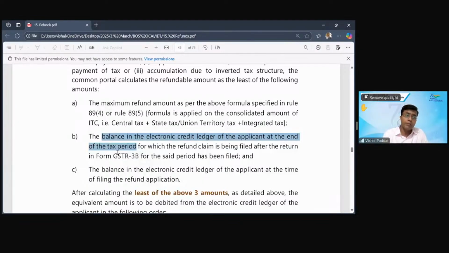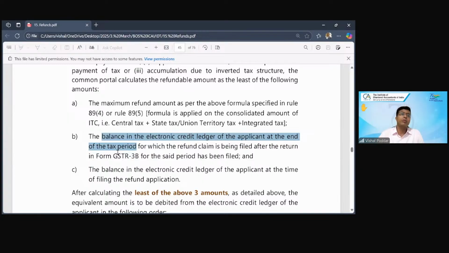Now, if your credit ledger has been utilized either fully or majorly, it means whatever input tax credit may be proportionately attributable to export, for which I should give you refund, has already been utilized by you for paying tax on domestic supplies. So indirectly you have encashed that refund, that ITC.